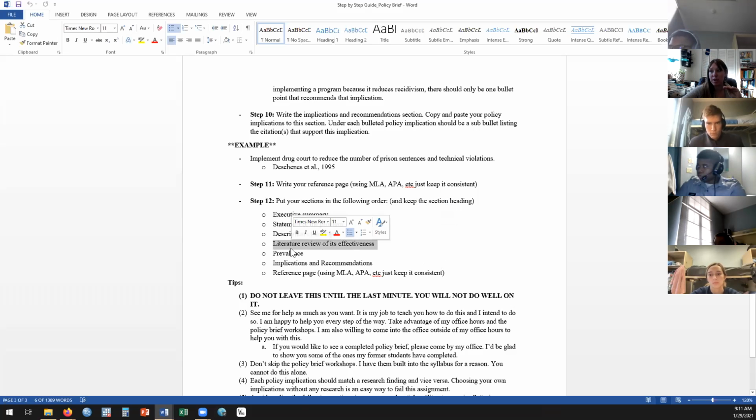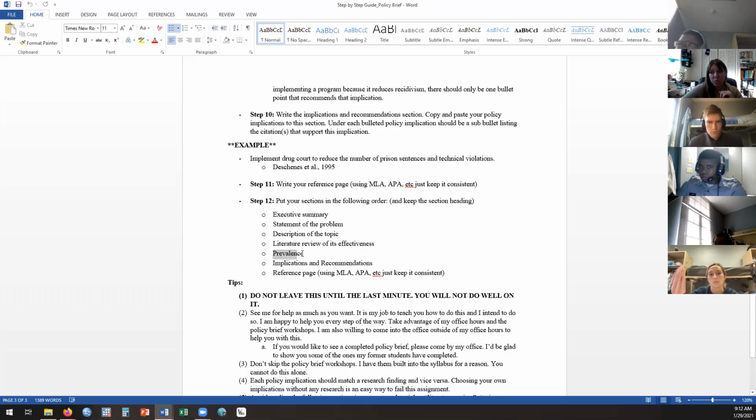We're starting in the middle of the policy brief because this is the literature review, right? For our purposes, we're going to gather 5 articles. If your topic is prison-based education programs, you're going to gather 5 articles on those programs, how effective they are, and you're going to summarize each article in terms of the research design, the results, and the limitations. Based on those results, that's how you get your policy implications that will go up here.